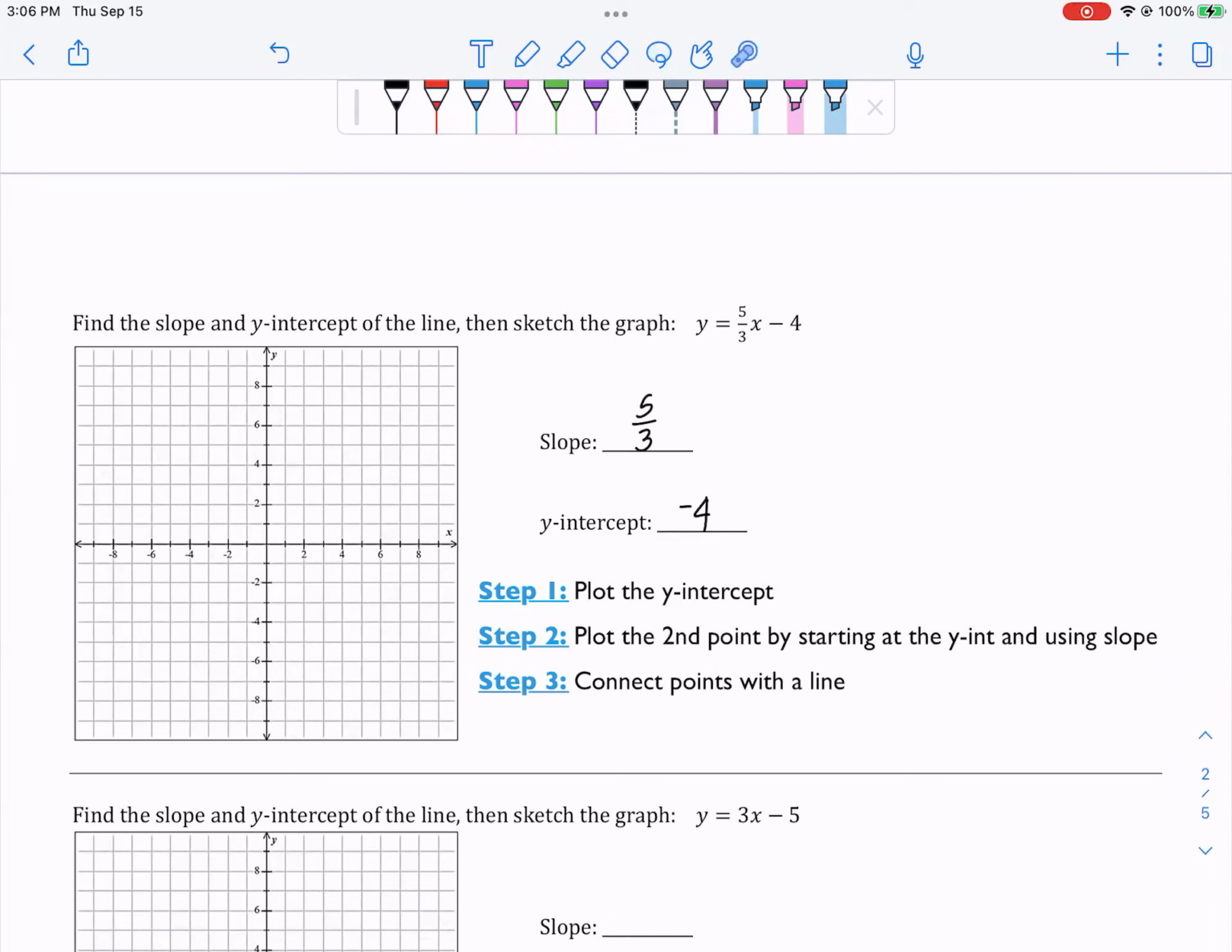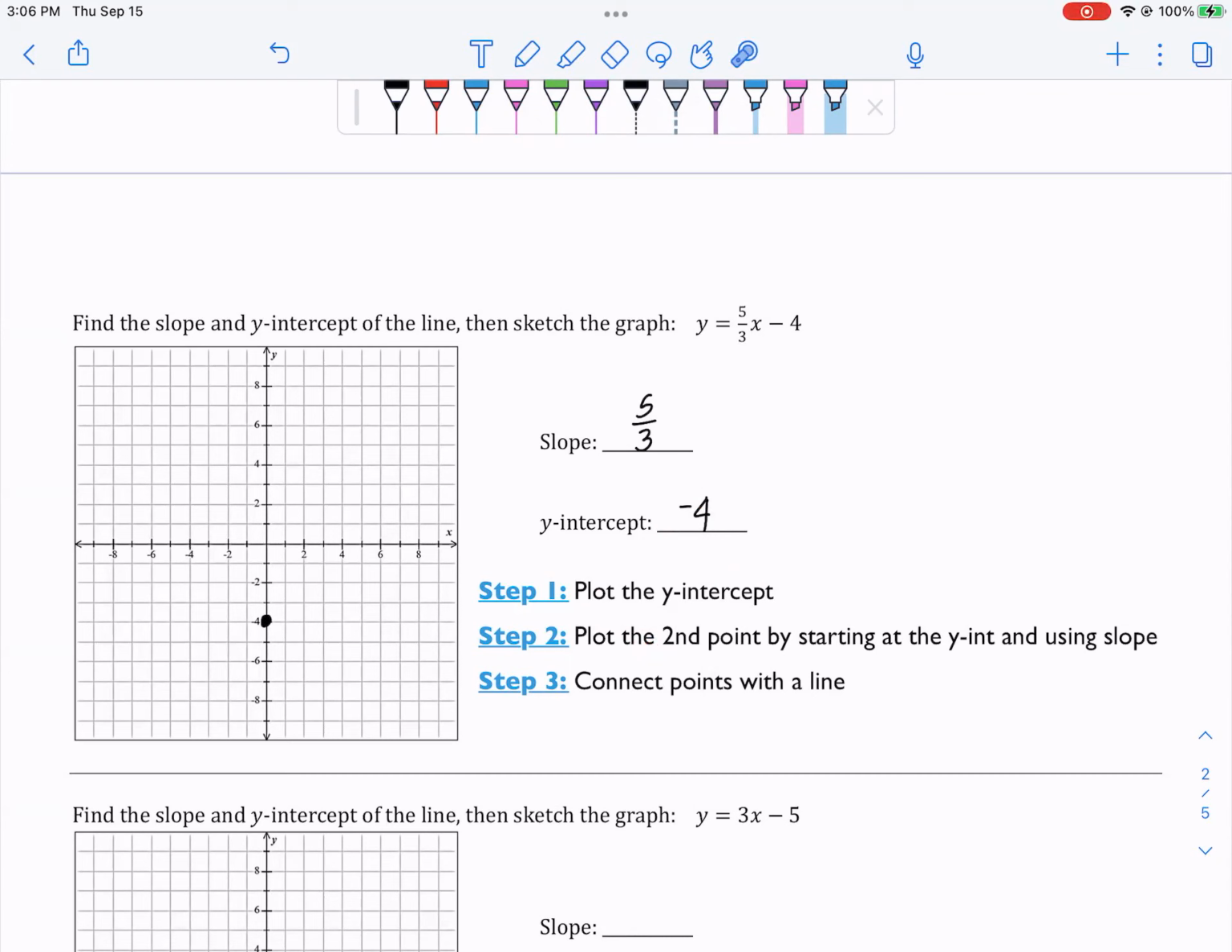So here's what we're going to do. Again, it's not going to be hard. We're going to plot the y-intercept. That's our first step. Start with the y-intercept. It's at negative 4. So I'm going to plot my first point right here at negative 4 on the y-axis. Always on the y-axis if it's the y-intercept. So I plotted my y-intercept.